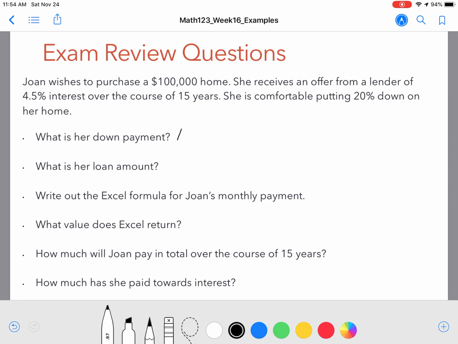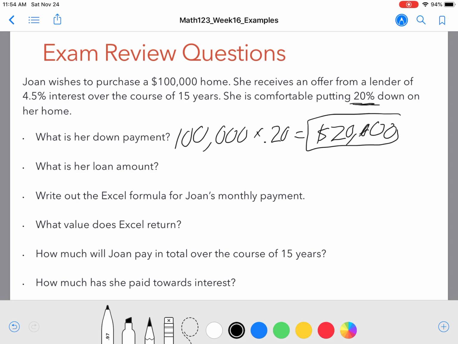Okay, so to calculate down payment, all we do is we take the total amount that she is lending out and multiply by the percentage. So she's going to put 20% down, so I'm going to multiply by 0.20, or just 0.2. And this is an easy calculation. This is just $20,000. It's a little messed up looking, but $20,000. So she's going to put $20,000 down.